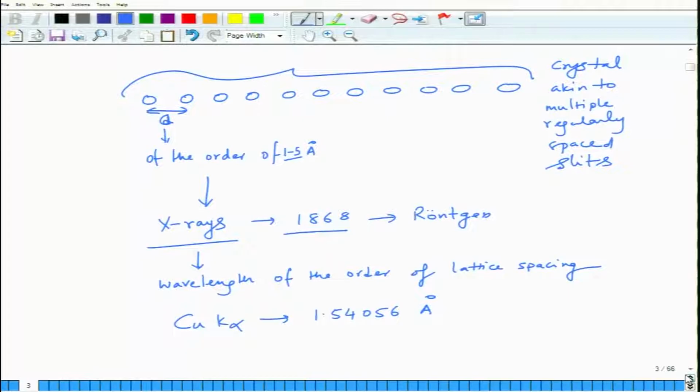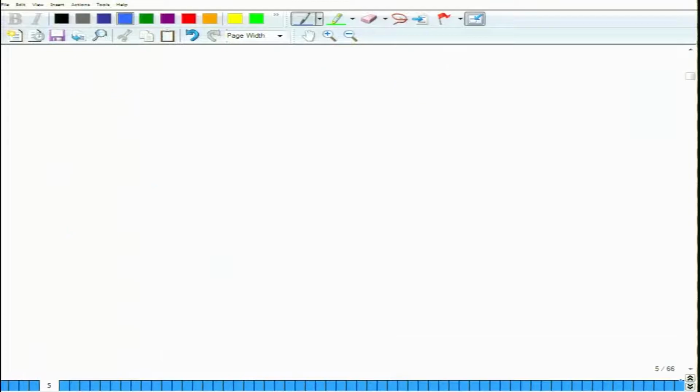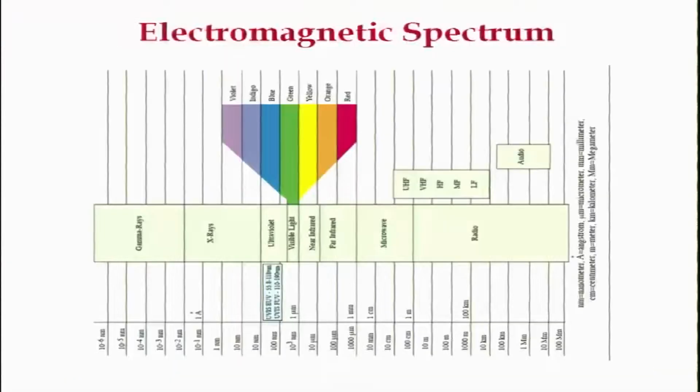was that you needed to find a radiation whose wavelength was comparable to the lattice spacing, because a lattice can be considered as an array of slits, and it happened only when X-rays were discovered, because X-rays had a wavelength of the same order of magnitude as the lattice spacing. So, where do X-rays lie? Well, let me show you a picture. X-rays lie somewhere here.